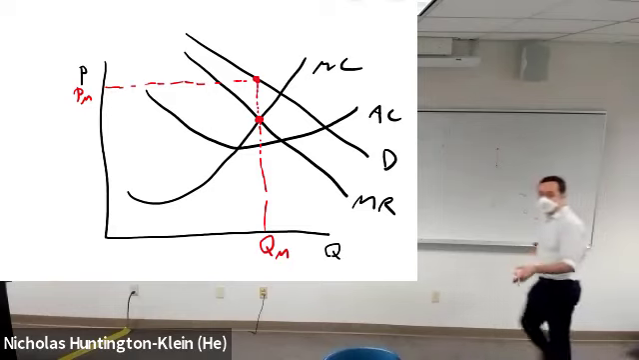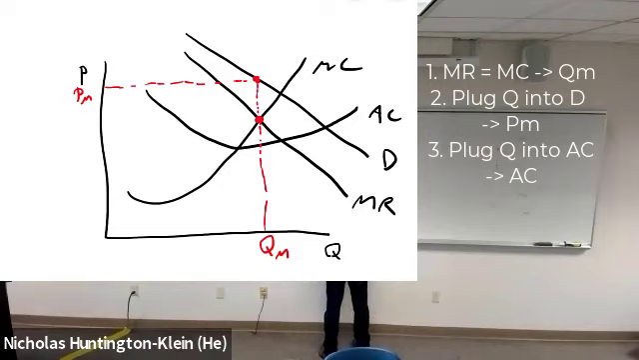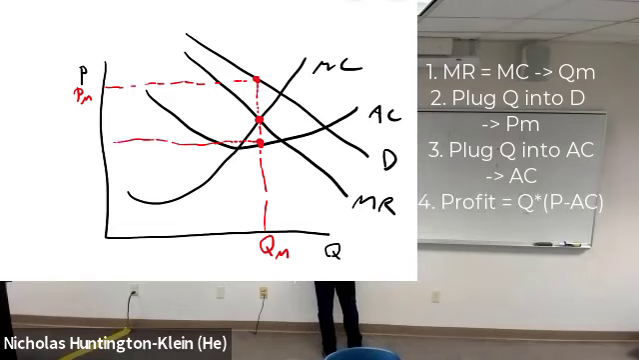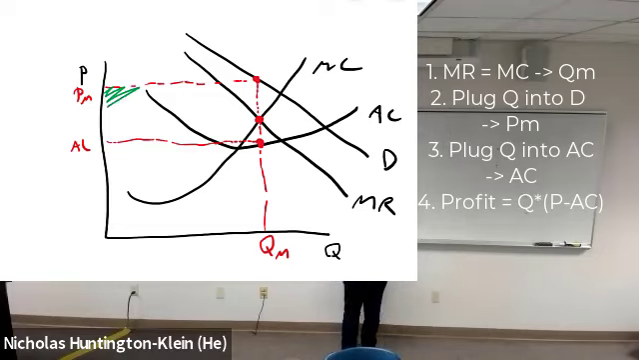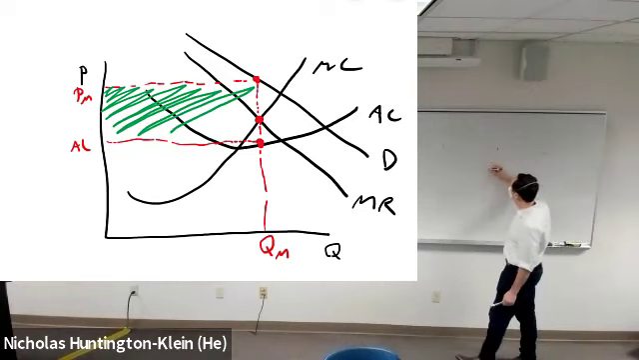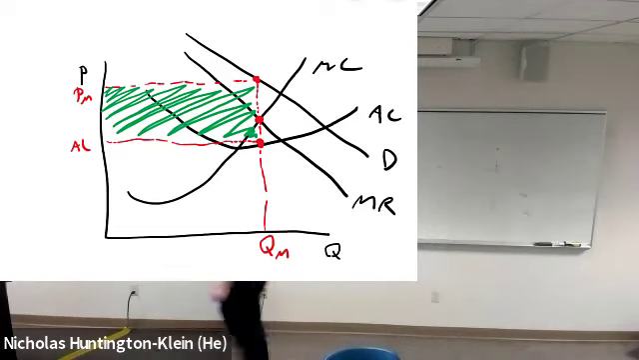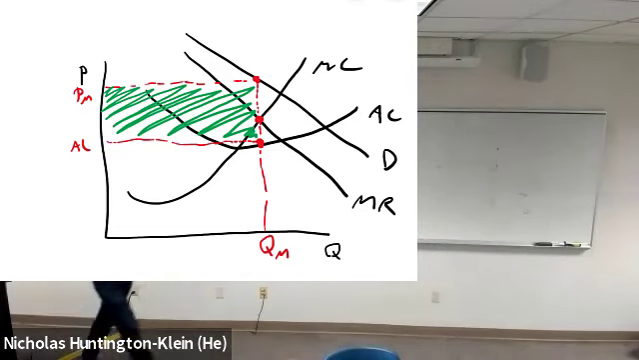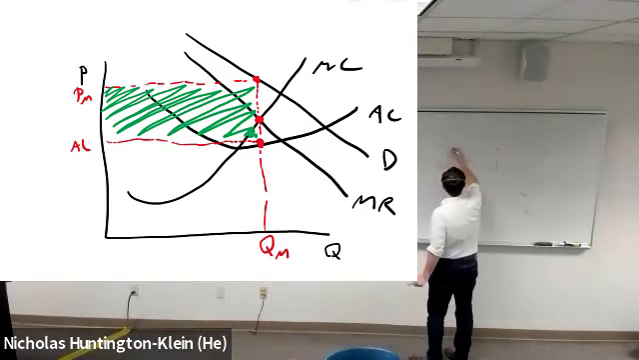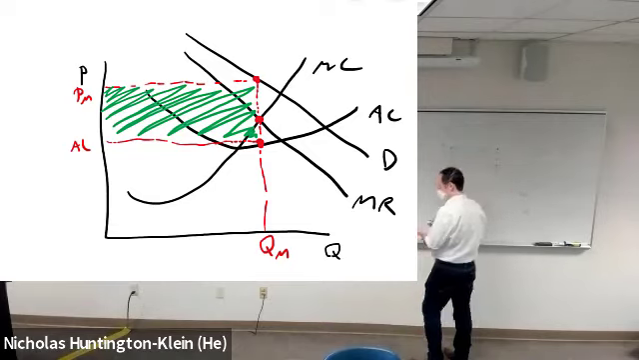And the last 2 steps are exactly the same as they were for the competitive firm. So we're going to plug QM into average cost. This is going to give us our average cost as a number. And then we're going to get profit, which is quantity times price minus average cost. So over here, we take our quantity, we plug it into average cost. There it is. Follow it over. It's going to give us our average cost. And then finally, our profit is the box that is defined by the lines that we have drawn thus far. So go all the way from up this corner, all the way down to that.